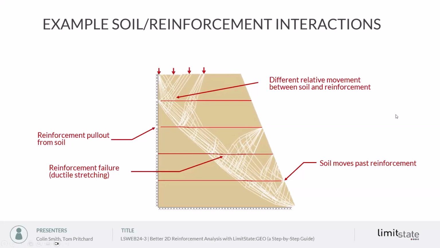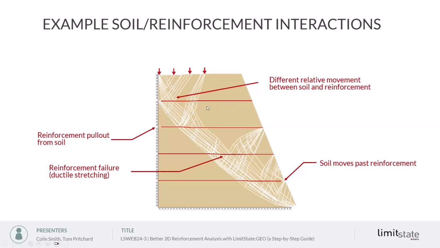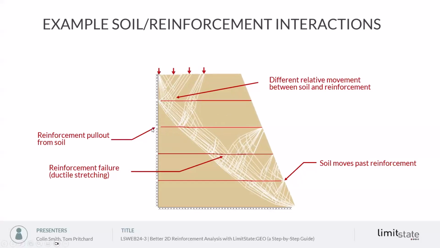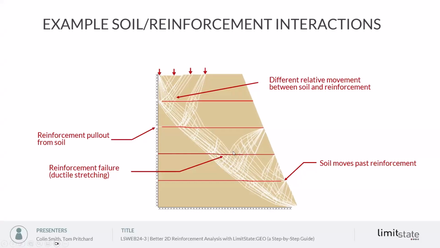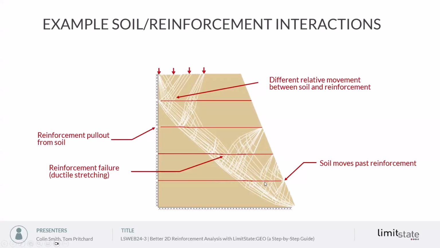So here's a little shot of a reinforced slope, or maybe a reinforced edge for an embankment, where you're reinforcing up the slope. We can get different movements above and below the reinforcement. We can have the reinforcement pulling out of the soil, so the wedge of soil is sliding and dragging it out from this stable area. Here we've got the reinforcement actually failing in the ductile stretching mode, and here we've got enough reinforcement anchored in the material behind that the wedge itself moves past the reinforcement rather than dragging it out. So all those modes are inherently captured.